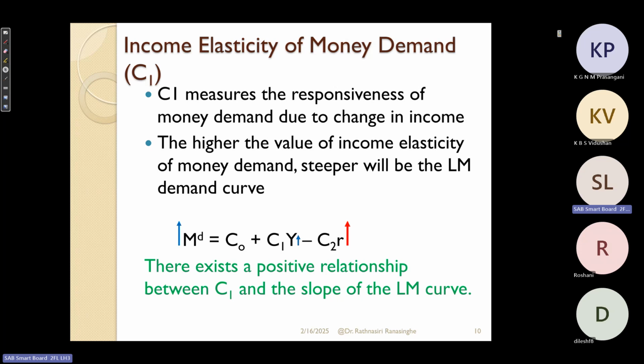So if there is a high C1, suppose there is a rise in income by a smaller margin. We have the high C1, and if income increases by a small percentage, what happens? Money demand increases significantly. That C1 is high, right?